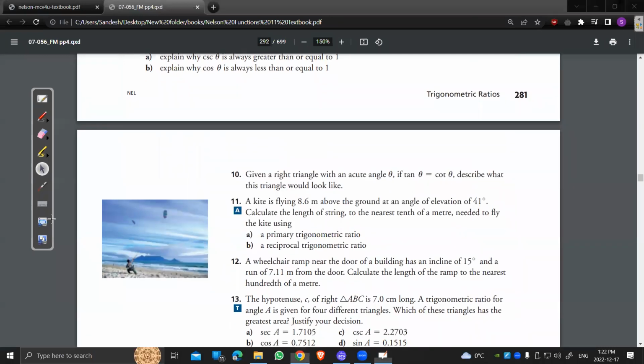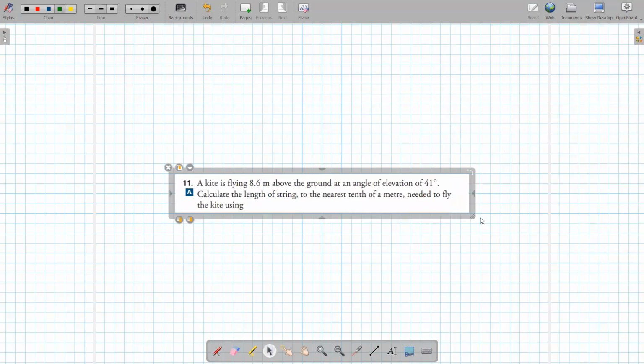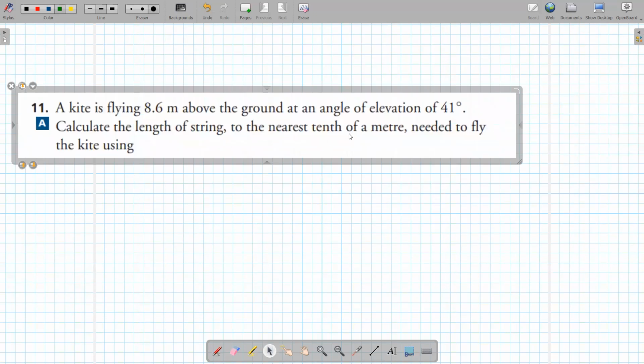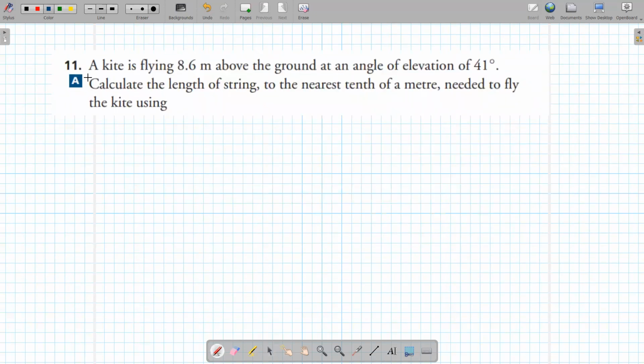And this is the real life application question, as you'll be seeing a lot of. Anytime you see a word problem, especially in trig, SOH CAH TOA trig, try and make a quick sketch to see what's up. It'll give you a better idea. So there's a kite somewhere. Okay, this is the kite. It's 8.6 meters above the ground. So let's say this is the ground. That kite is 8.6 meters.